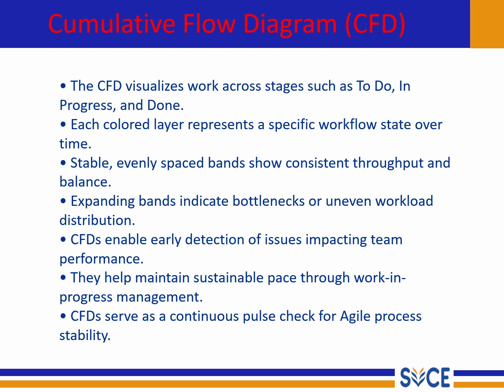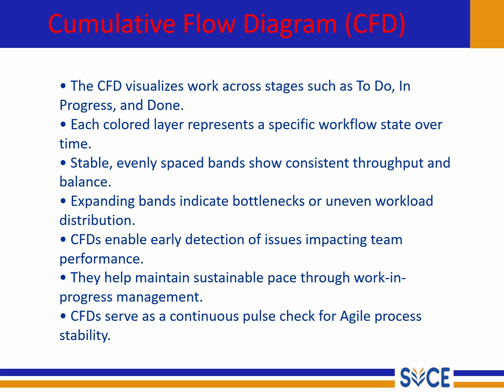Think of it like looking at traffic on a road. Each color band in the CFD represents a lane. One lane for tasks yet to start, one for tasks being worked on and one for tasks completed. Over time, these lanes grow, showing how work is flowing. When the colored bands look smooth and evenly spaced, it means everything is flowing nicely. The team is balancing work well and the tasks are moving steadily from to do to done.